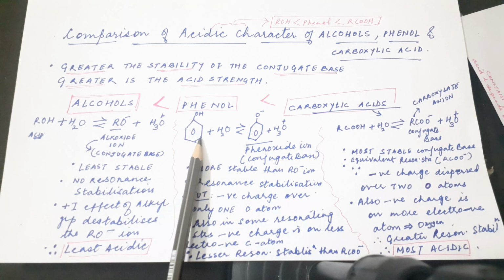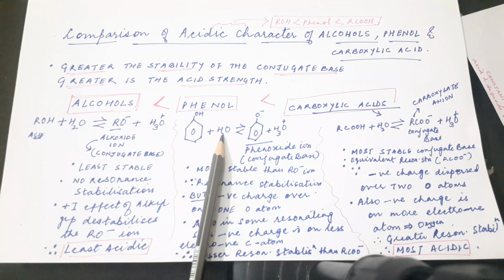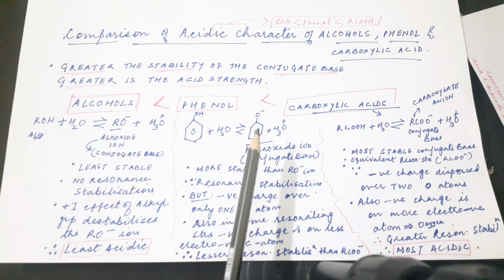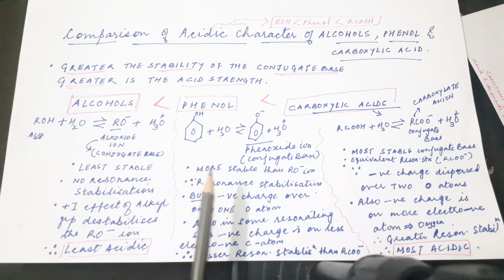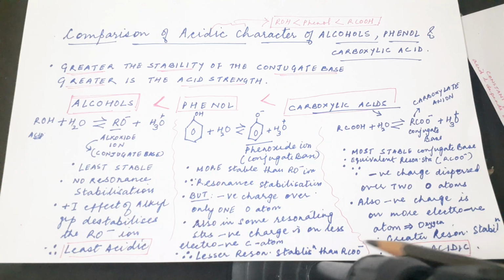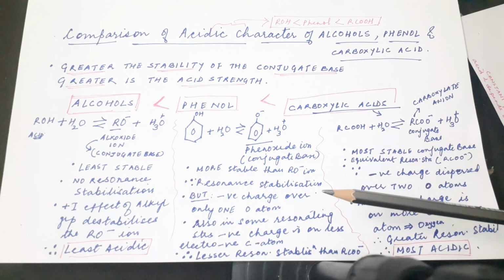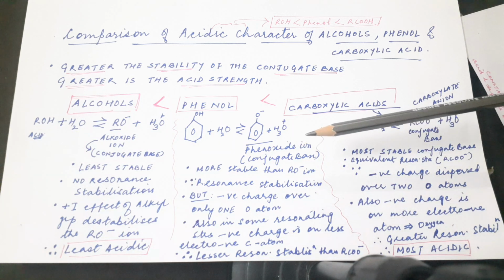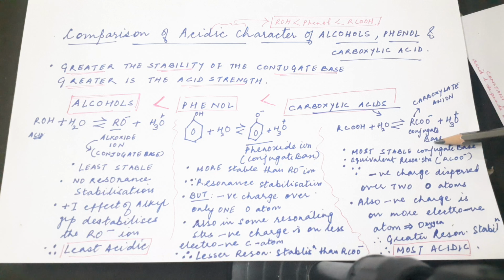Let's talk of phenol now. Phenol in aqueous medium produces hydronium or H plus ion and the conjugate base phenoxide ion. Phenoxide ion is more stable than the alkoxide ion since it is exhibiting resonance stabilization. So this comparison is complete. But now let us talk about the comparative stability of the conjugate bases of the phenoxide and the carboxylate anion.